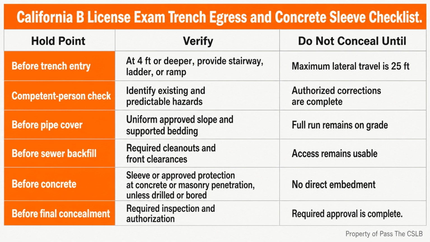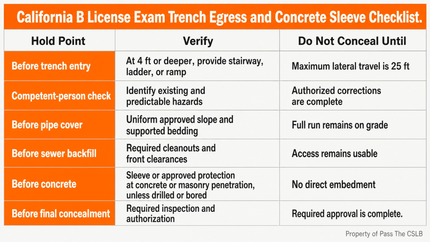I verify a uniform 1/4 inch per foot baseline slope unless the larger pipe exception has been approved by the authority having jurisdiction. I then check the cleanouts. I confirm the transition access, the 100-foot maximum spacing on straight sewer runs, any additional cleanout required when aggregate horizontal turns exceed 135 degrees, and the front clearance. That means 18 inches for piping 2 inches or less and 24 inches for piping larger than 2 inches.